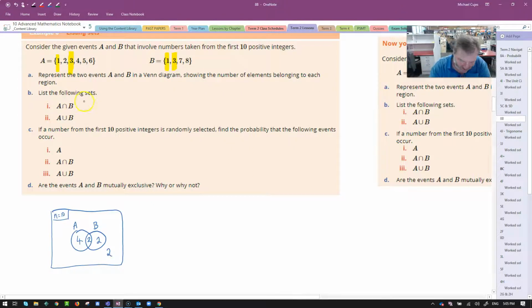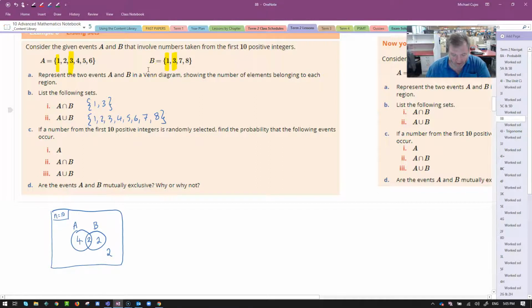List the following sets. So what are the elements in the set A intersects B? Well, we've already highlighted them above, haven't we? 1 and 3. What about the numbers that are in either set A or set B? Remember, that can include both as well. What's 1, 2, 3, 4, 5, 6, 7, or 8. 9 and 10 do not appear in either set, although they are among the first 10 integers, so no good.